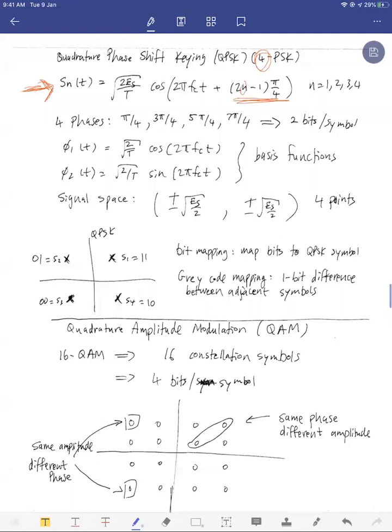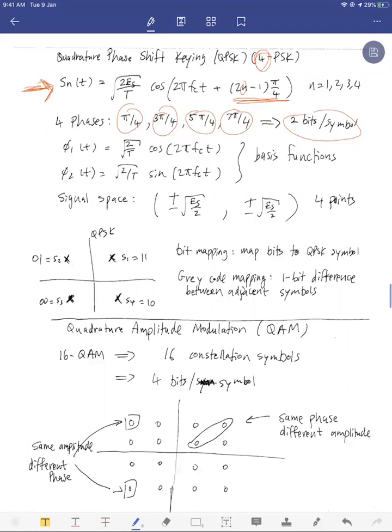Right, so we can see the 4 phases, if I plug n into (2n minus 1) times pi by 4, are pi by 4, 3 pi by 4, 5 pi by 4, and 7 pi by 4. And because I have 4 transmit waveforms, I can get 2 bits per symbol. All right, now this constellation is still in the plane. So even though I have 4 transmit signals, I only have 2 basis functions, right?